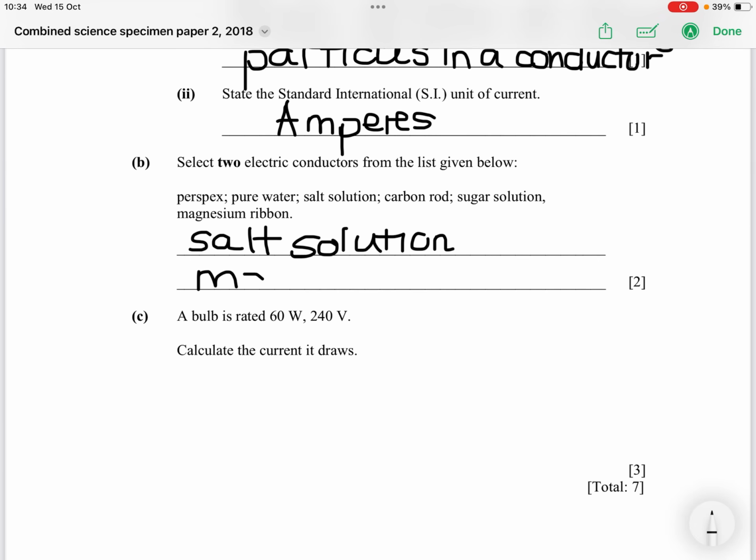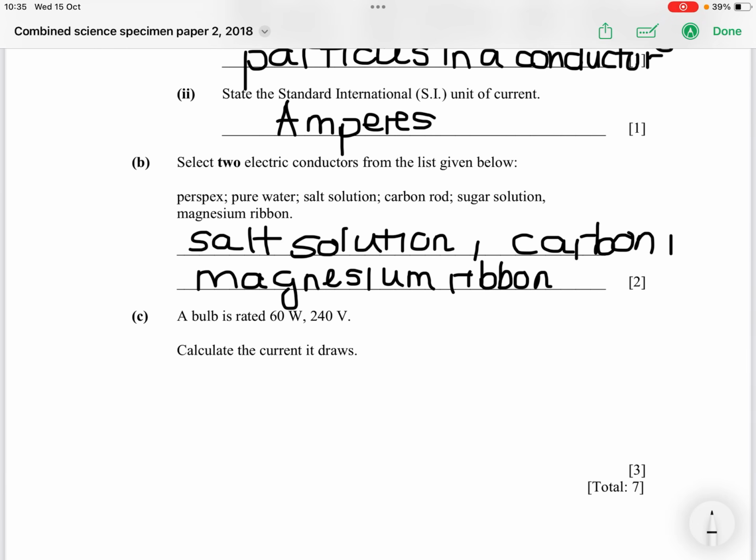We also have the magnesium ribbon. It is an electrical conductor. Magnesium ribbon. And also the carbon rod. It is an example of an electric conductor. So if you list any two of these, you're going to get your marks.